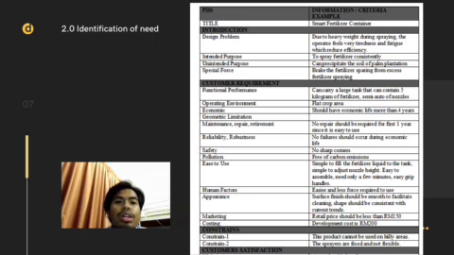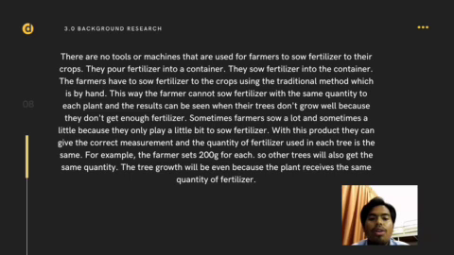Constraints: for one, this product cannot be used for hilly areas. For two, the sprayer is fixed and not flexible. Customized certification: one is a comfortable handle, second is a self-adjusting sprayer. For the background research, there are no tools or machines that are used for farmers to sow fertilizer to their crops.